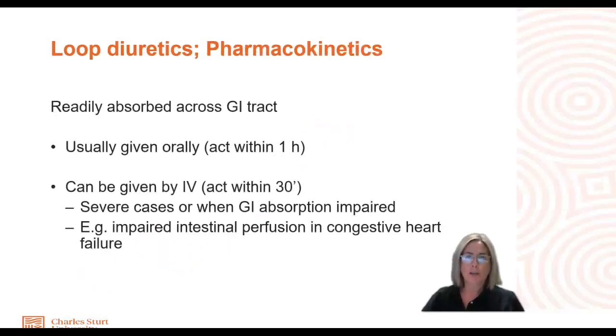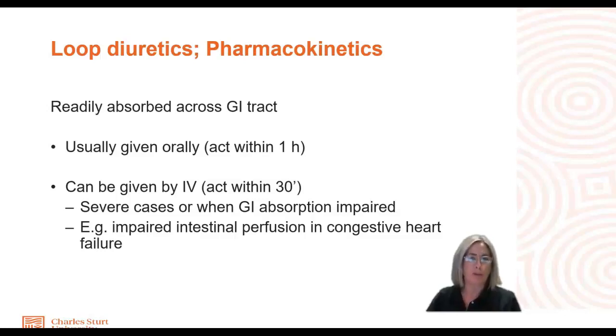In terms of loop diuretics pharmacokinetics, these are usually given orally. They're readily absorbed across the GI tract and they act within about an hour. They can, however, be given intravenously if you need a quicker effect, and in this mode of administration they act within 30 minutes. You would give it IV for severe cases where you need to shift a lot of fluid really quickly, or when GI absorption is impaired.